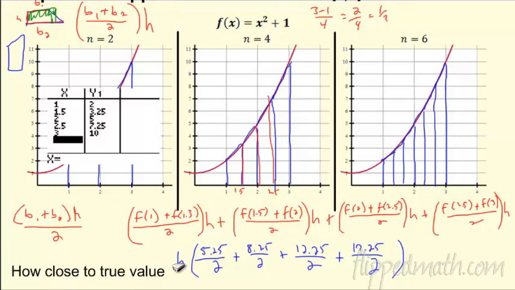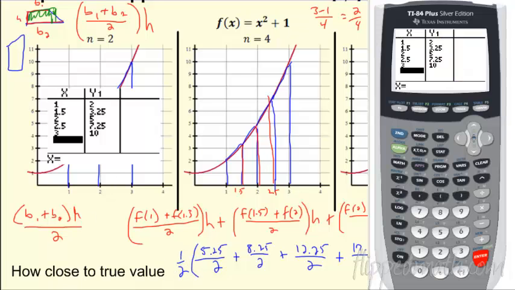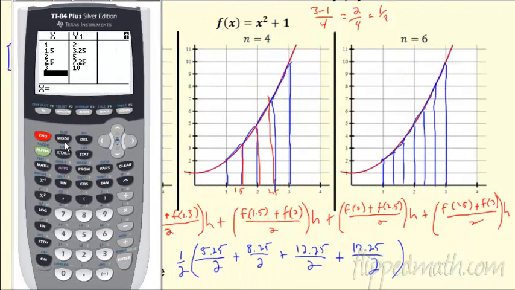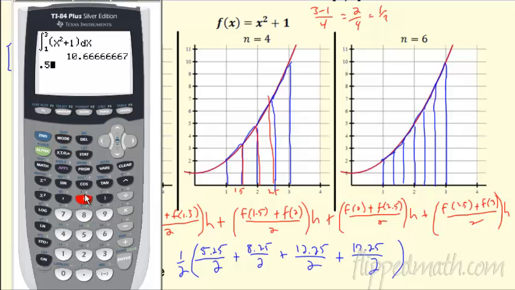What is h? I wrote h here because we factored it out, but let's go ahead and put h. What is the width of each interval? It is 1/2. So if I want to evaluate this and see how close I am to the 10.6 repeating, let's type all these in. So I'm going to say it's 1/2 times 5.25 divided by 2 plus 8.25. This is so exciting. How close are we going to get? Plus 12.25 divided by 2 plus 17.25 divided by 2. So there it is. I know you're really excited to see how close we are. It's like suspenseful here.